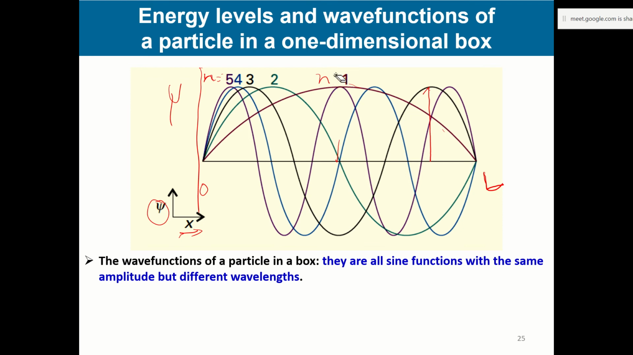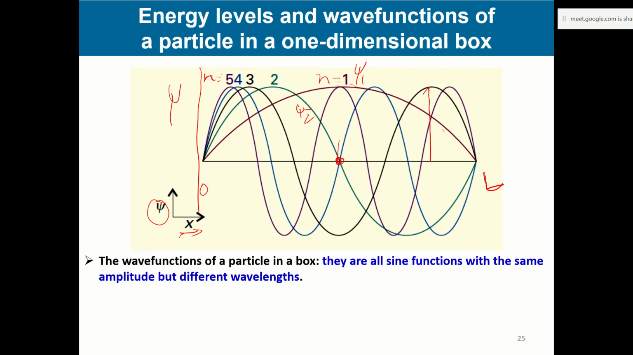Then what you see, for n equal to 1, you have maximum probability in the middle, but for n equal to 2, there is a node at that point. For n equal to 2, you have a node at the point where in the case of n equal to 1, you have maximum amplitude. So probability in the middle of the box is 0 for the psi 2 function.